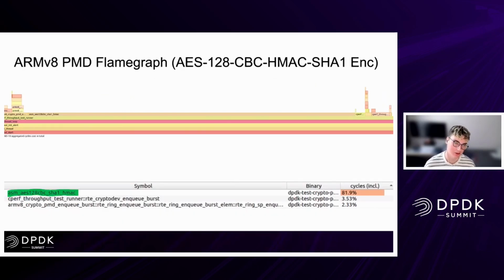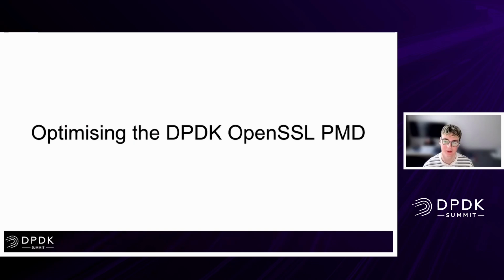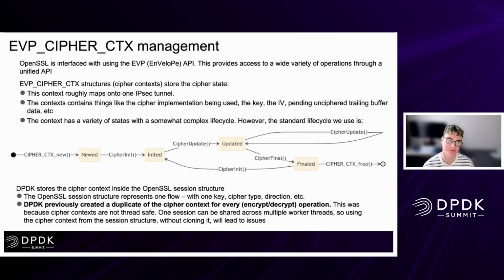And here is the equivalent flame graph for the AH64 CryptoLib. We're spending 82% of time in the assembly implementation. It's not even that this is really good, this is just what we would expect. So, how can we try and improve this situation?